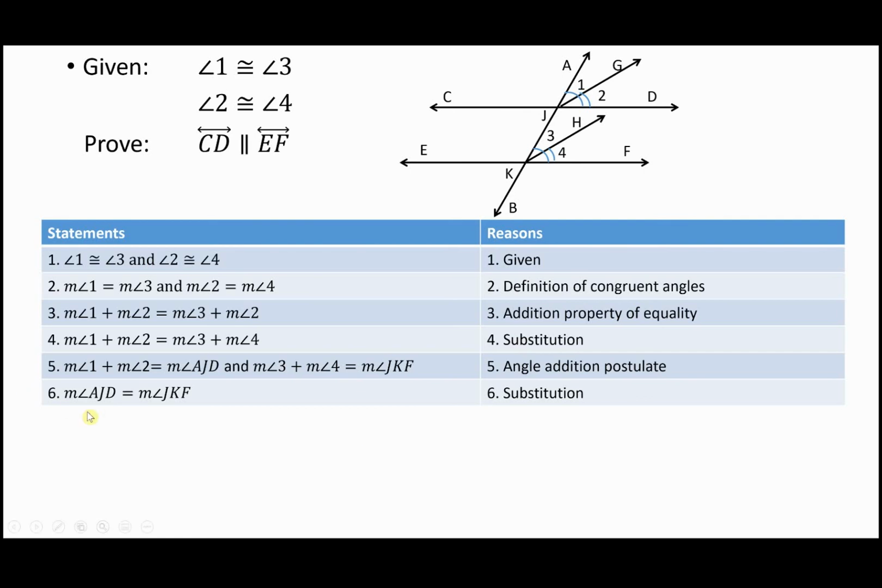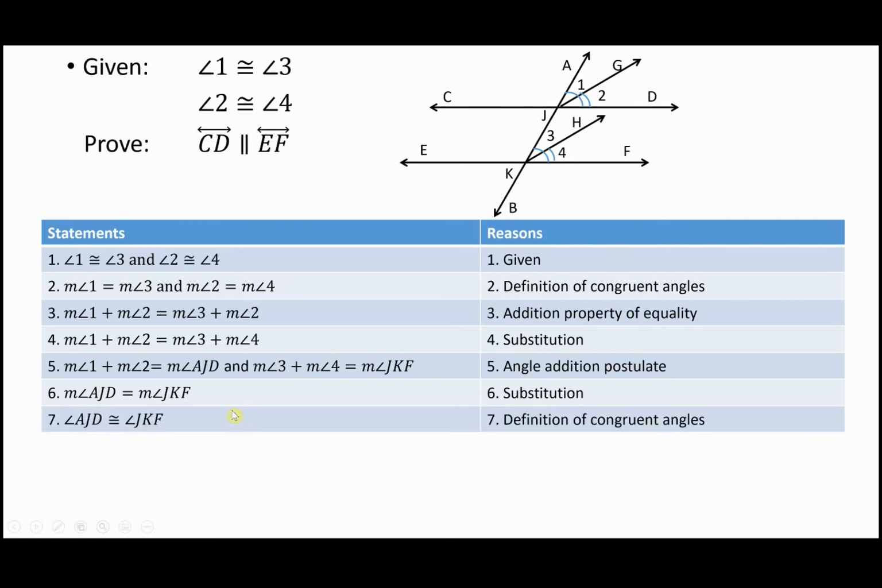All right, now when measures are equal, angles are congruent. Again, I am using the definition of congruent angles, just in the reverse direction from what I did to justify statement 2, but that's fine.